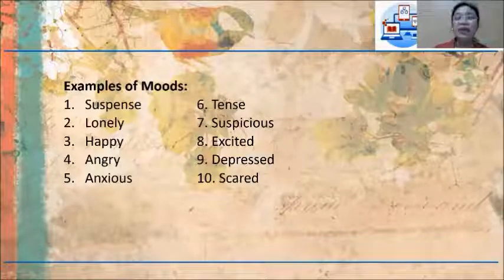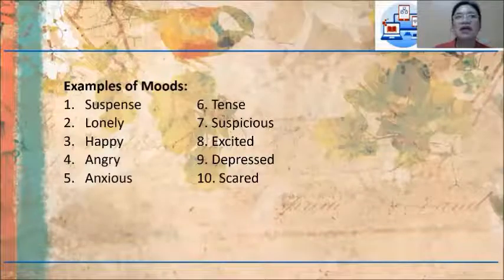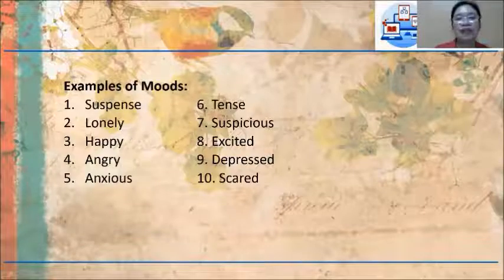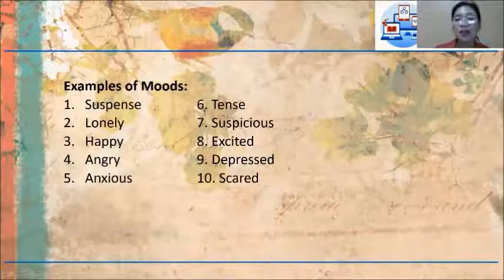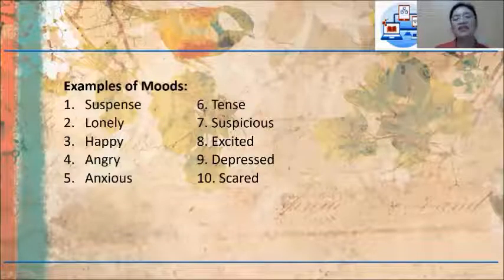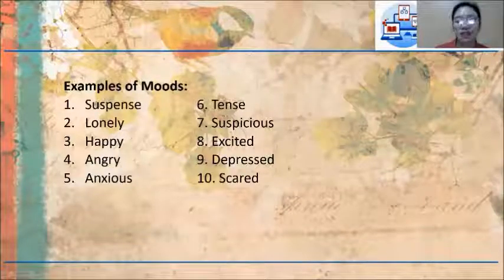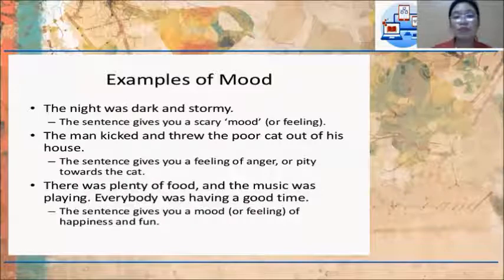Okay, the mood of being anxious. So when you say anxious, you have too much worry in you. And then the mood of being tense, suspicious, excited, depressed, and scared. So these are examples of moods that we should take into consideration. Okay, now I have here examples of mood.